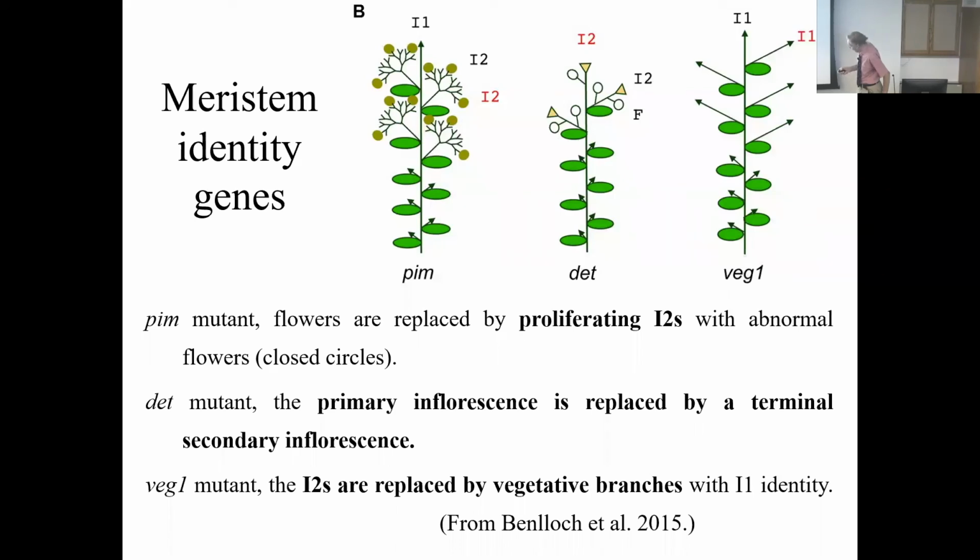So for example, here's a gene PIM, and this has proliferating I2s. The I2s keep branching off here. In DET, the primary inflorescence becomes an I2 instead of an I1. So it has some flowers off here and then stops. And in this one, veg, all the I2s have become I1s, and nobody told them they had to produce flowers.